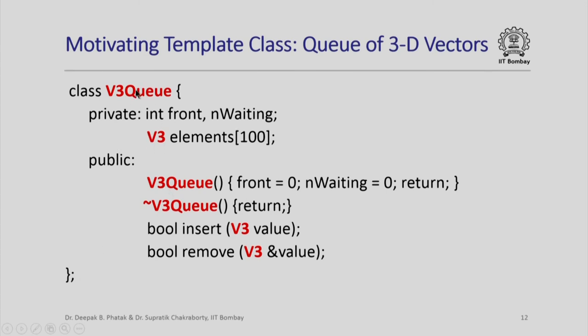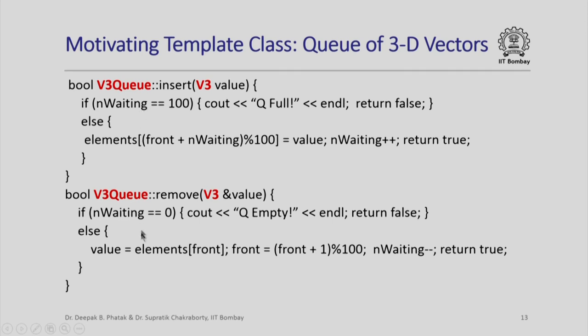I am perhaps going to give a different name to the class. The elements array is going to be an array of V3 objects rather than integers. The constructor and destructor function names will be different because the name of the class is different, and the insert and remove member functions will take arguments which are of class V3 rather than integers. So this is really the only difference between the integer queue class we saw earlier and the V3 queue class that we are seeing now.